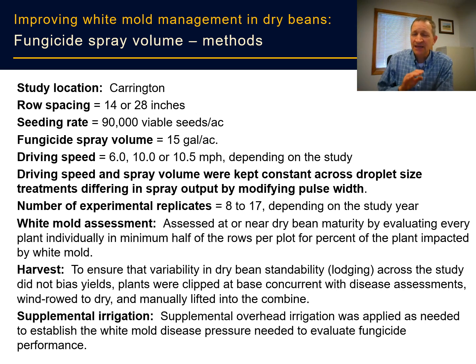White mold was assessed at or near dry down maturity by evaluating every plant individually in a minimum of half of the rows per plot for the percent of the plant impacted by white mold. And then harvest was conducted simulating knifing. We clipped the plants at the base, windrowed them, and allowed them to dry down, and then passed the clipped plants through the combine. We did this rather than straight harvesting because we wanted to eliminate any bias caused by any differences in lodging, any difference in standability of the dry beans across the footprint of the study. Supplemental irrigation was applied as needed to establish the white mold disease pressure needed to evaluate fungicide performance.